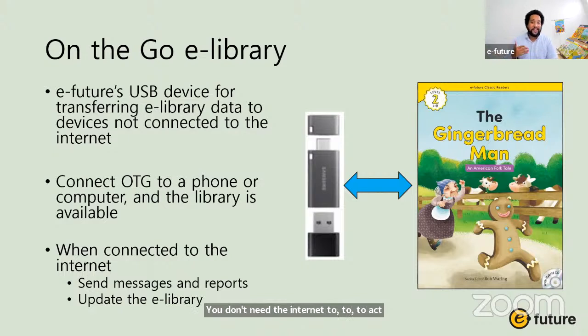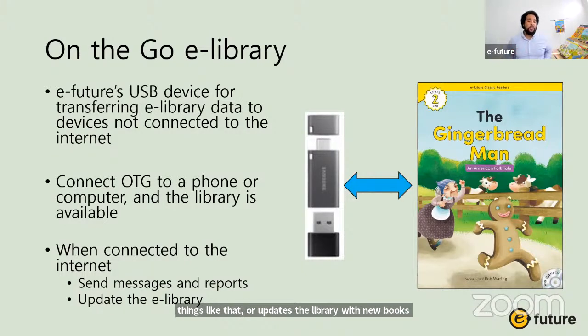It's like using a Kindle: after you've loaded your books, you preload the books onto the Kindle and then you can take it anywhere else. It's the same idea. It's just much smaller. And then when you are connected to the internet, you can use it to send messages and write book reports and things like that, or update the e-library with new books or change books, things like that too.